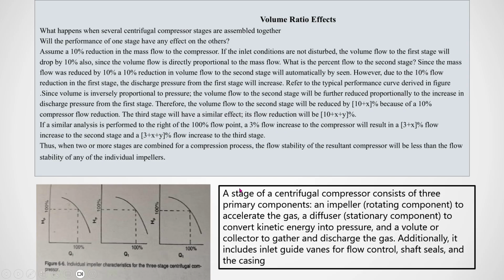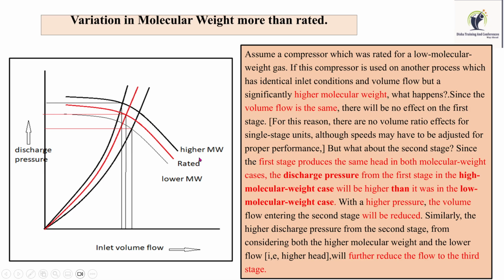So while running your compressor, you have to be very careful while changing the load. If you change the load suddenly, it may go to surging. If you reduce the load suddenly, it may go to surging. If you increase the load suddenly, then it may go to the stonewall. So that is the volumetric ratio you have to take care of while running a compressor.